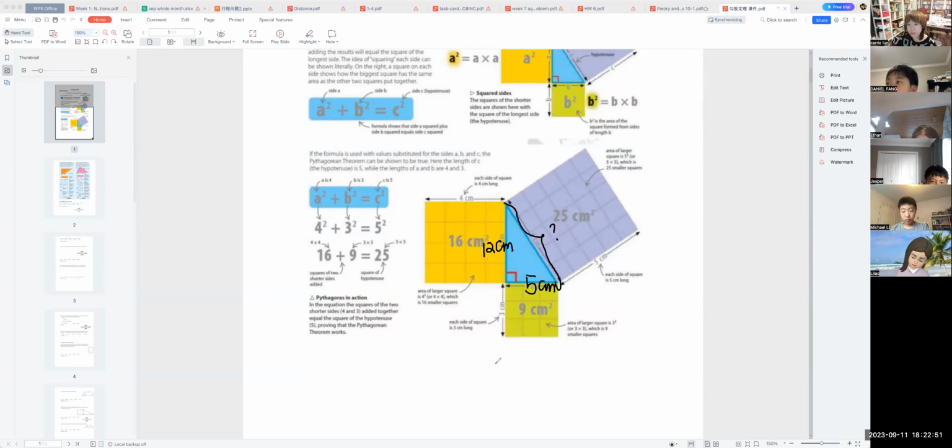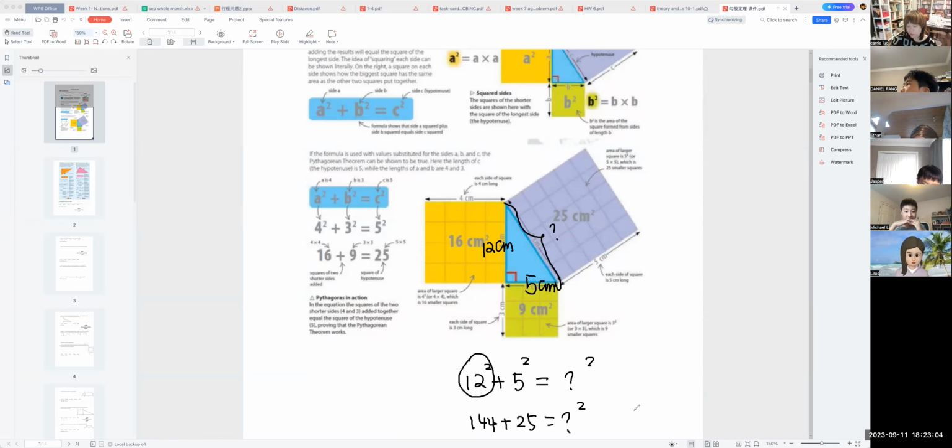Okay, those who have finished, let's take a look. So it's 12 squared plus 5 squared equals what squared, right? This one equals 144, and this one equals 25. So 169 equals what squared? So it's 13. Very good. Thank you. Good job.